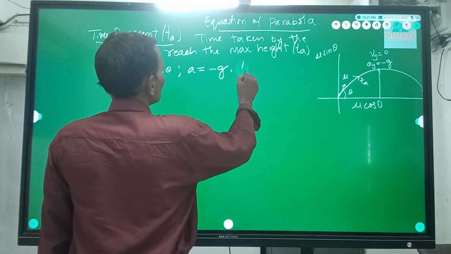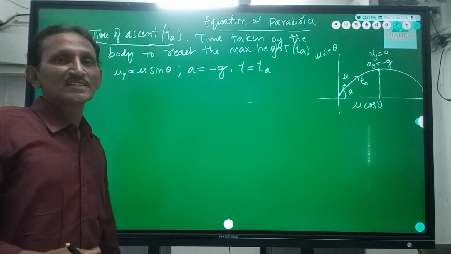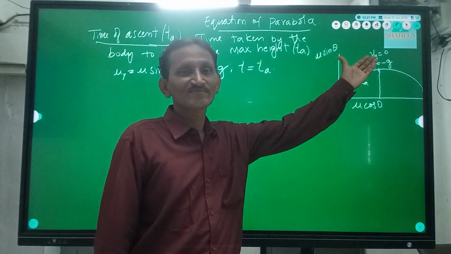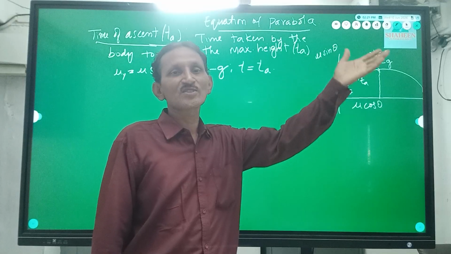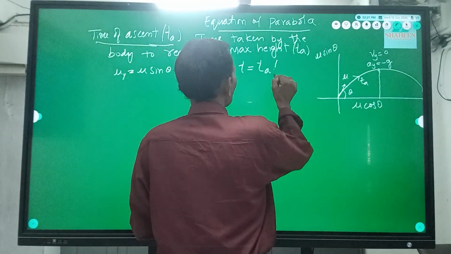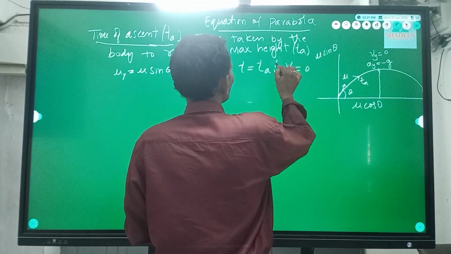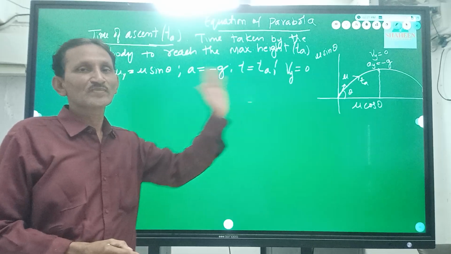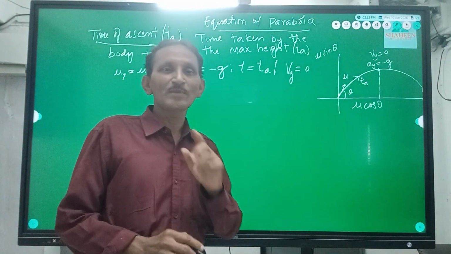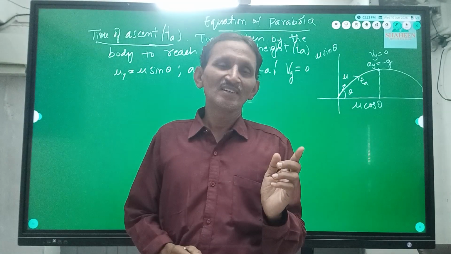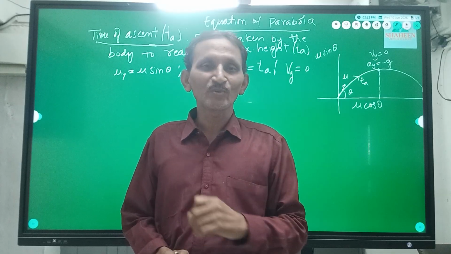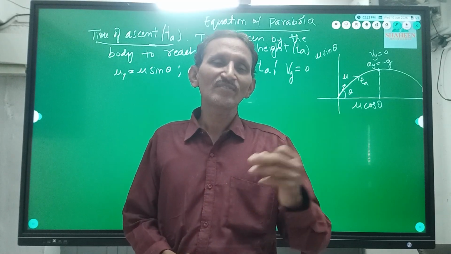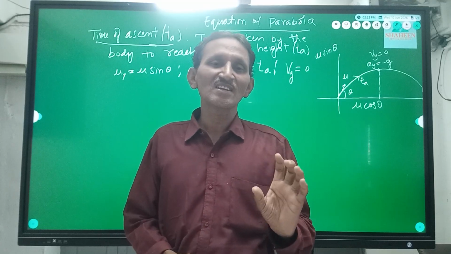Now we are calculating the time of ascent, the time of going up. When the body reaches the maximum height, the velocity becomes 0 in the y direction. Considering all these parameters, we have three equations: the time equation v is equal to u plus at, the displacement equation v square minus u square is equal to 2as, and s is equal to ut plus half at square. We select only the time equation.